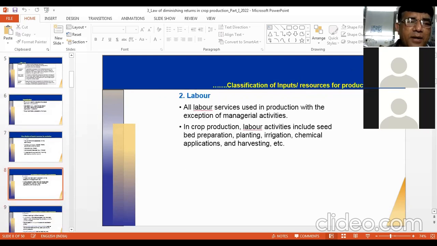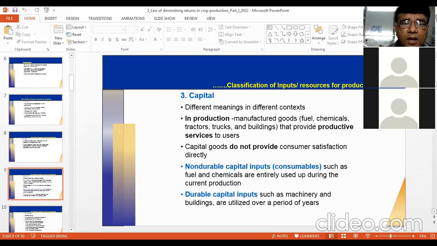Now, labor: you understand all labor services used in production with the exception of managerial activities. All other labor services are part of labor. In crop production, labor activities include seed bed preparation, planting, irrigation, chemical application, and harvesting. So a variety of operations are performed by labor. Even machines cannot work alone. They also require labor.